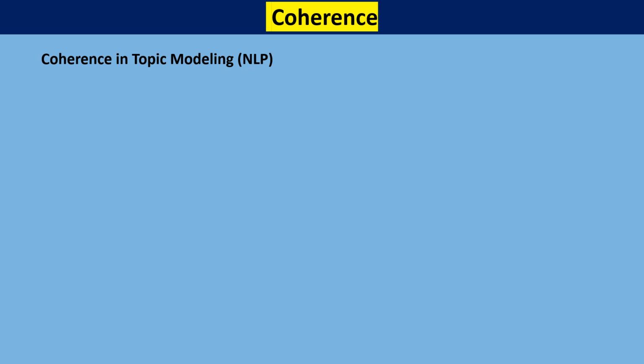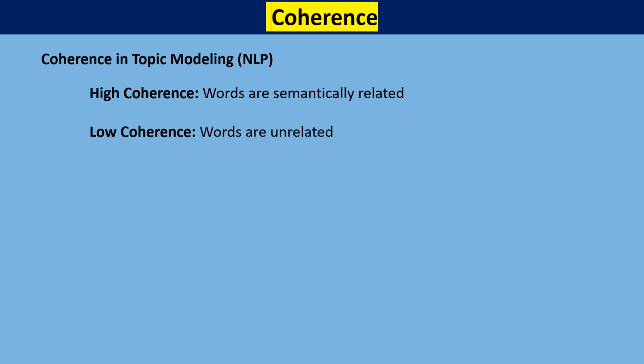Coherence in topic modeling, NLP. High coherence: words are semantically related, like data, model, learning. Low coherence: words are unrelated, like car, banana, algorithm. Metric example: C_V coherence. In topic modeling, we often ask, are these topics useful? Coherence helps us answer that. If you see a topic with words like data, model, and learning, you instantly get it. That's high coherence. But if you see banana, stock, and algorithm, it's just confusing.